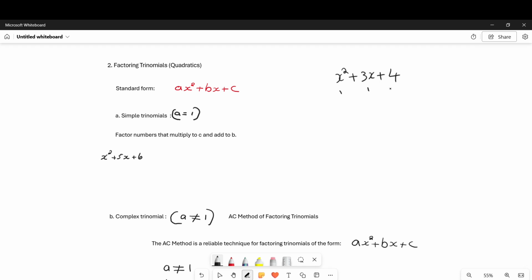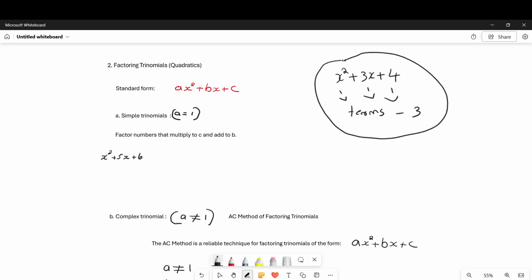1, 2, 3. These are called terms. So terms 3. So this type of polynomial we call it as trinomial, otherwise quadratics. Okay. So the other form, for example, we have x raised to the cube plus x square plus 3x plus 4.